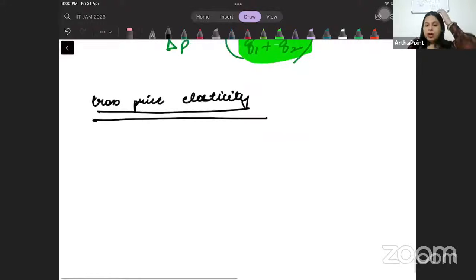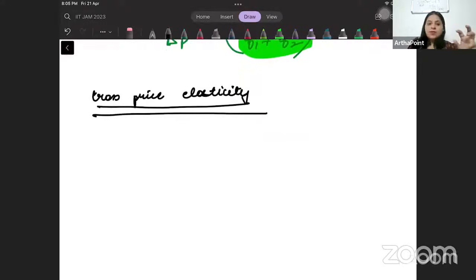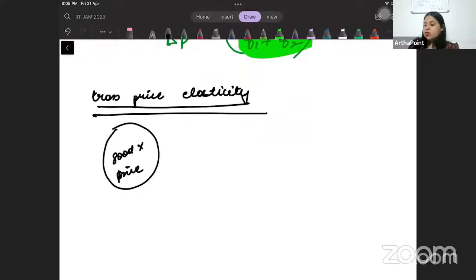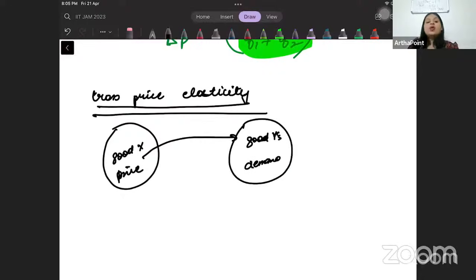So when we talk about the cross price elasticity, it is in substitutes and in complements. तो एक गुड के प्राइस के चेंज होने से, good X के प्राइस चेंज से, how is good Y's demand affected? Good X price changes, how does that affect the demand of good Y? That is cross price elasticity.